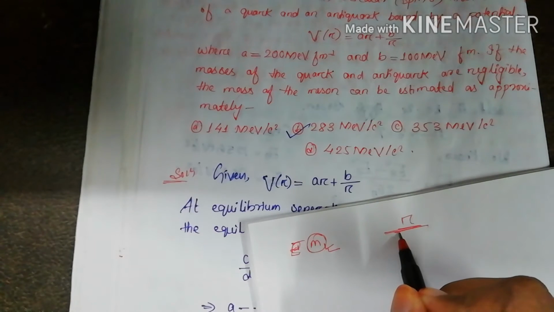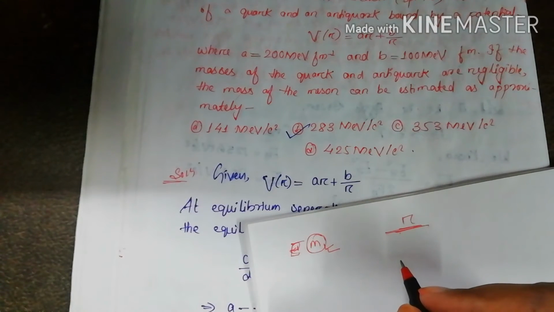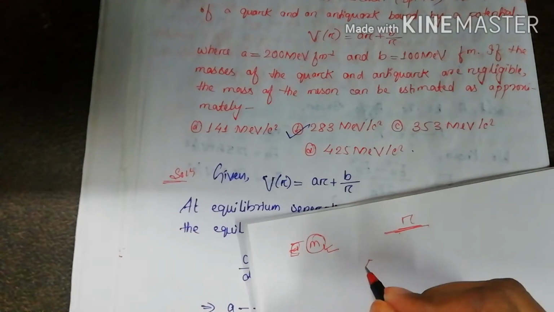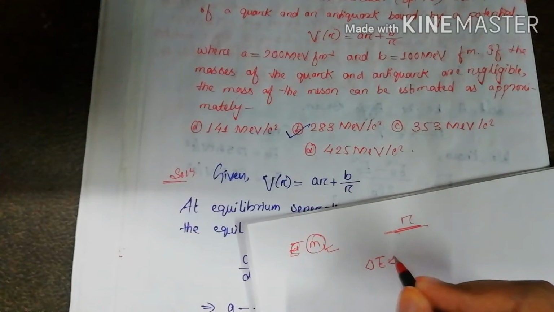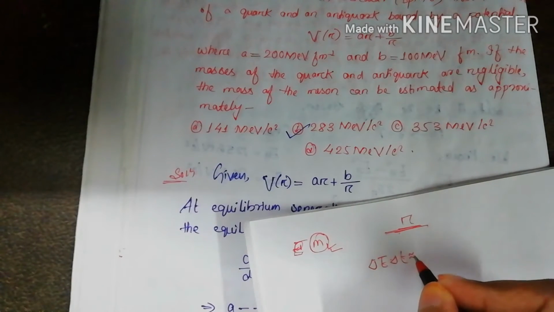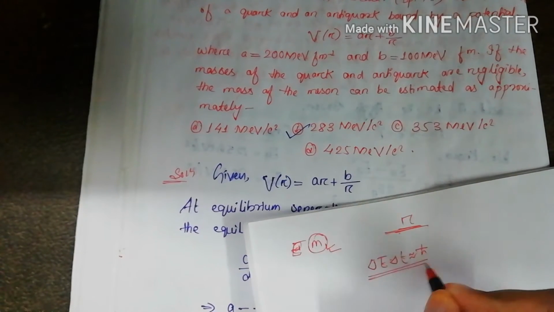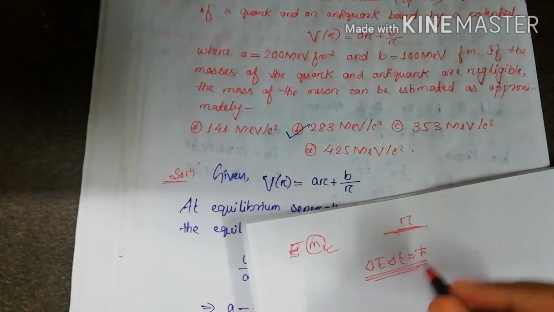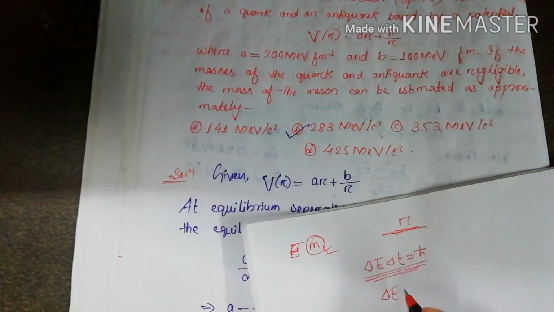Why are we finding the value of R? I am telling you first that we will use the uncertainty principle. Delta E, delta T is approximately equal to h cut. This is the formula, right? And from this you will write delta E equals h cut by delta T.